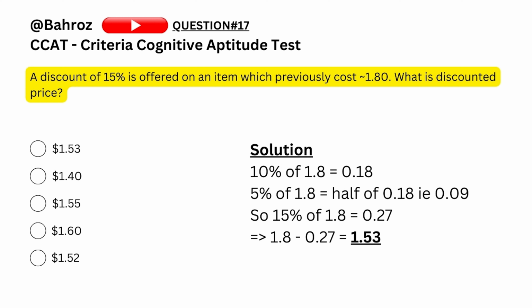Half of that would be 5%, which is 0.09. So 0.18 plus 0.09, which is 0.27, is 15% of 1.8. So if I take out 15% of 1.8, which is 0.27, which is 1.8 minus 0.27, I'll get to 1.53.